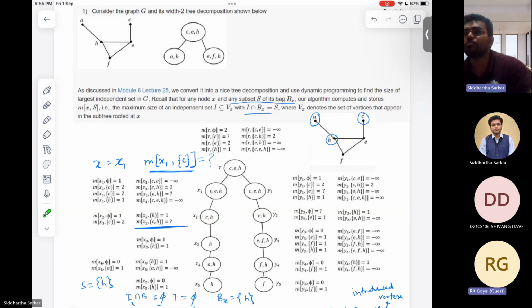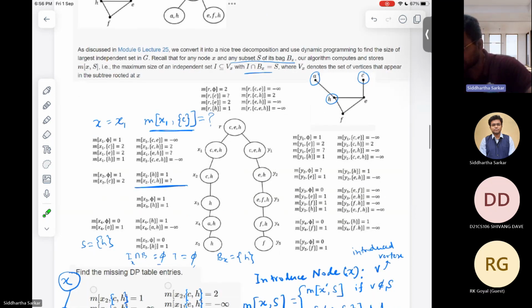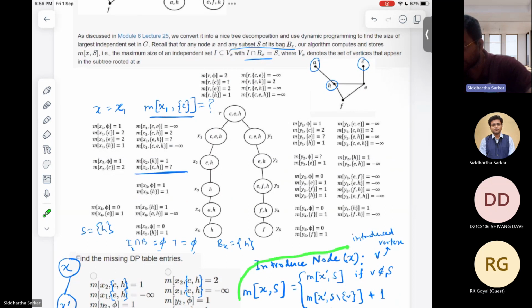So I probably am not being able to give the intuition as clearly as I should have. It should have been possible. But mechanically speaking, if you follow this introduce node formula, then you will always be able to find an independent set of maximum size.